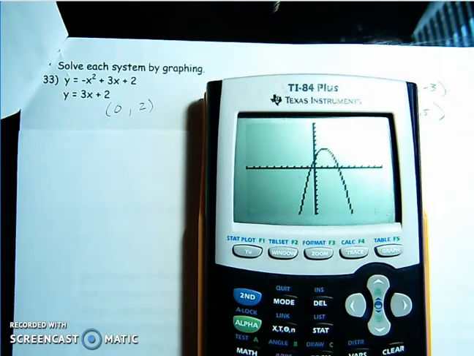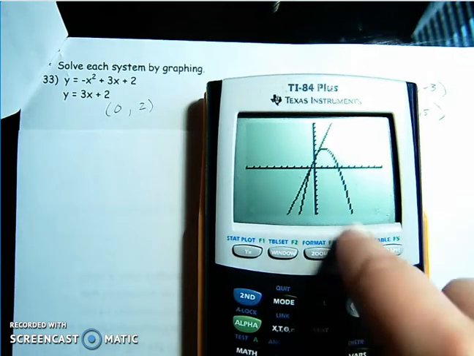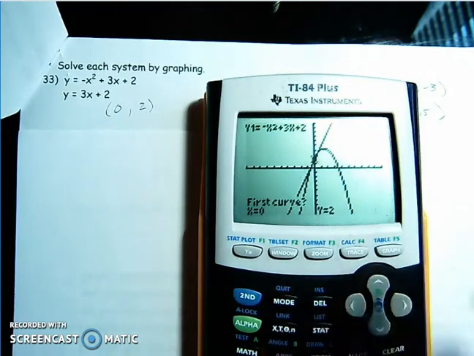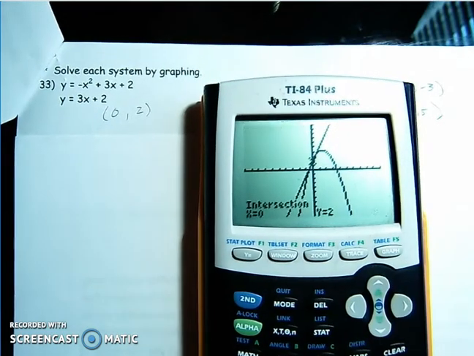There's our quadratic. There's our little line. And we're going to see how many times they intersect. So second trace 5. I want my cursor near where they're going to cross. Enter 3 times tells me it's at 0, 2. Now, could it cross more than once? Of course it can. Does it look like it? Kinda, maybe, I'm not sure.